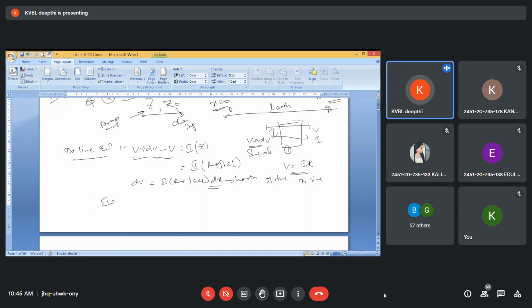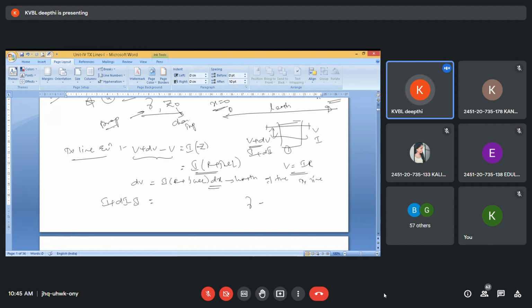Similarly, we have found out the current difference also. So like this, we have got the equation: dV by dx is equal to something, then dI by dx is equal to something. After that, we differentiated these equations, and we got the equations for d square V by dx square and d square I by dx square. Then we write it in terms of some constant values. Before that, we have got all the equations in terms of the propagation constant gamma. It came as d square V by dx square is equal to gamma square V.